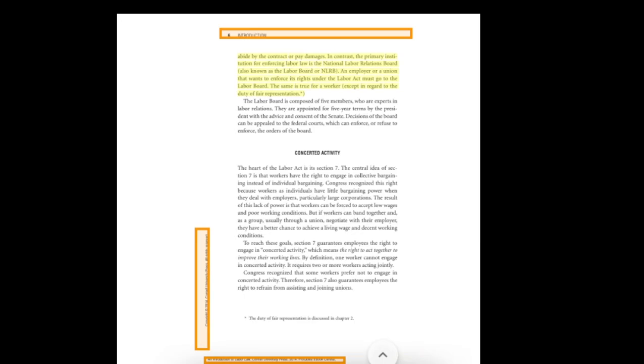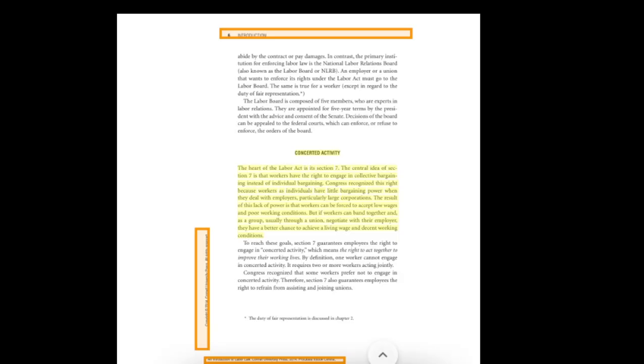In contrast, the primary institution for enforcing labor law is the National Labor Relations Board, also known as the Labor Board or NLRB. An employer or a union that wants to enforce its rights under the Labor Act must go to the Labor Board. The same is true for a worker, except in regard to the duty of fair representation.* The Labor Board is composed of five members, who are experts in labor relations. They are appointed for five-year terms by the President with the advice and consent of the Senate. Decisions of the Board can be appealed to the federal courts, which can enforce, or refuse to enforce, the orders of the Board.